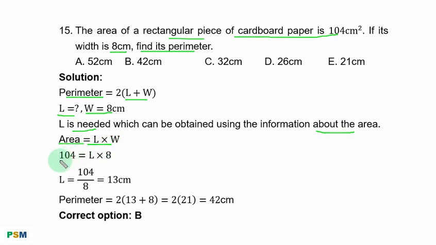That is 104 equal to L times 8. Divide both sides by 8. L is equal to 13 cm. Therefore, perimeter is equal to 2 bracket open the length 13 plus the width 8 bracket close. You have 2 times 21 equal to 42 centimeters. The correct option is B.